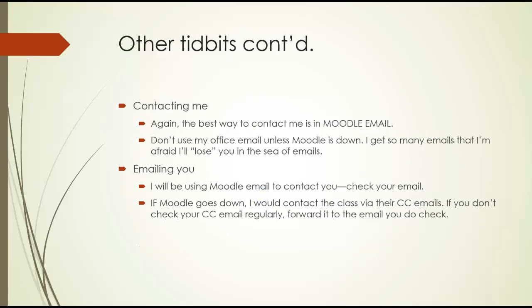Contacting me. The best way to contact me is in Moodle email. Don't use my office email unless Moodle is down. I get really a lot of emails in my inbox, and I don't want to lose you in that sea of emails. I want to be sure that I answer any questions you have. I will be using Moodle email to contact you, so check your Moodle email. If Moodle goes down, I would contact the class via their CC emails. If you don't check your CC email regularly, forward it to the email you do check.